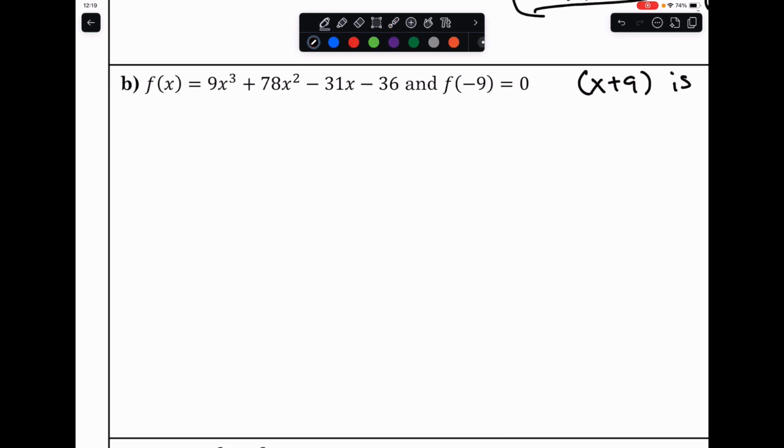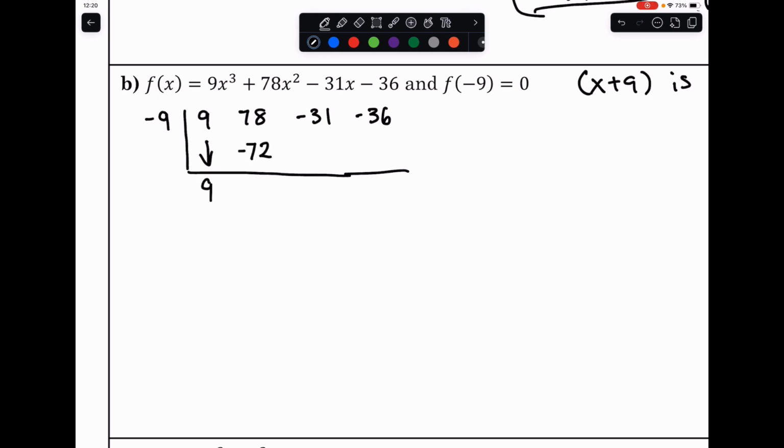From start to finish. So here we are given that f of negative 9 is equal to 0, so that's the number that we write outside our division. We don't get the opposite of that since we're already told what that number is. And on the inside, we're going to write 9, 78, negative 31, and negative 36. And we start by bringing down the 9. 9 times negative 9 is negative 72, which gives us a difference of 6.